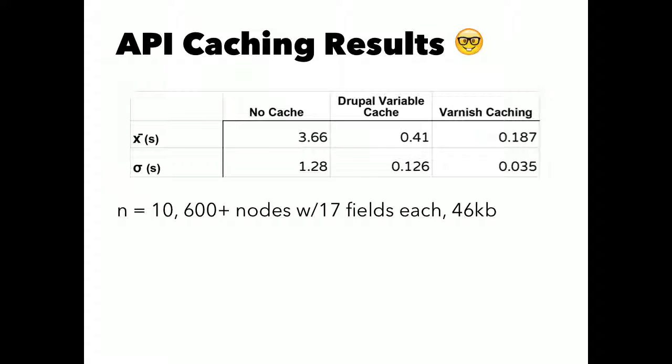And then if we introduce the page caching and the variable caching, that dropped significantly down to about 400 milliseconds, and also became a lot more consistent. And then if we added one more layer of Varnish caching, we got that down to less than 200 milliseconds, and it was even more consistent. So with each layer of caching that we introduce, we make the API quicker, more consistent, and it means the user has a more pleasant experience overall.